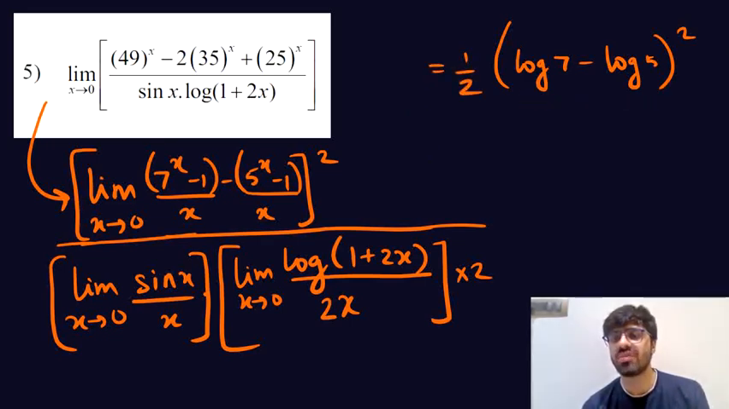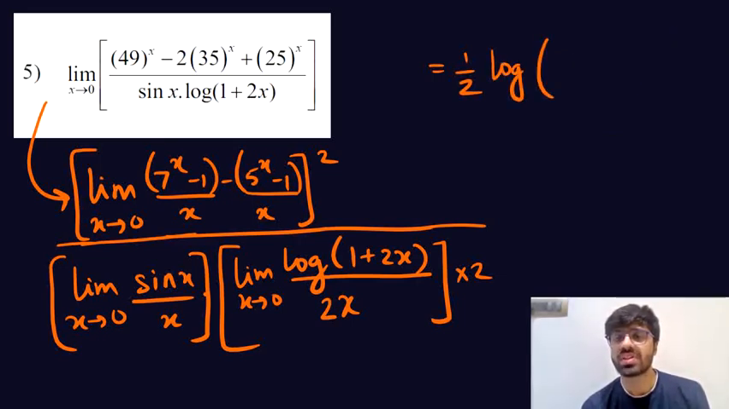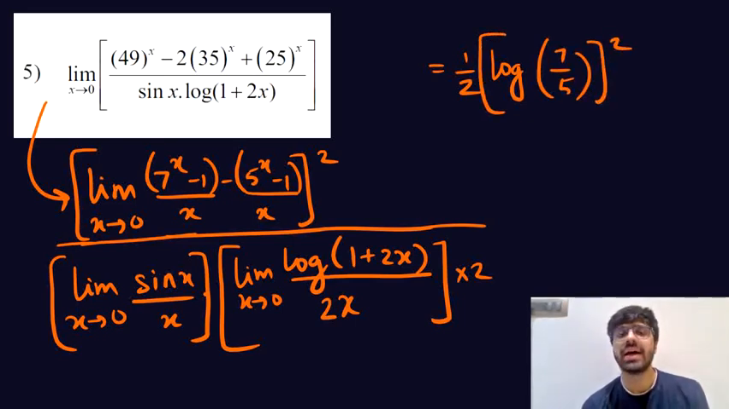Log 7 minus log 5 will be log of 7 upon 5. But we have the square of it. So we say log of 7 by 5, the whole square, and that is the value for the fifth question.